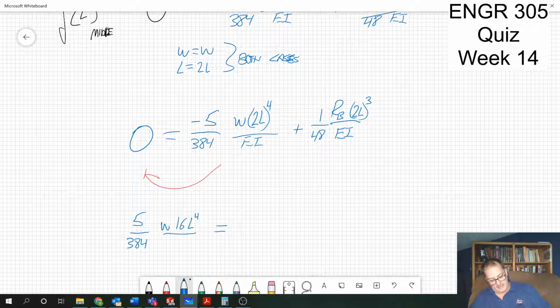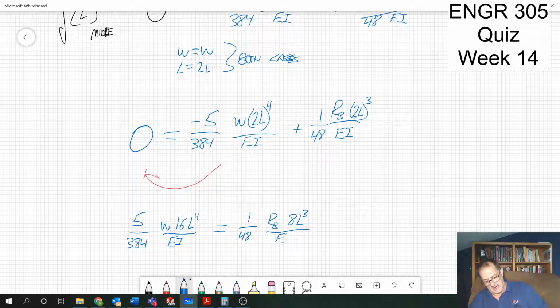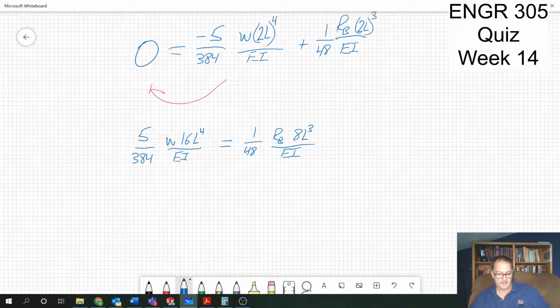I got to put my EI in. EI equals 1/48 RB times 8L cubed over EI. There you go.